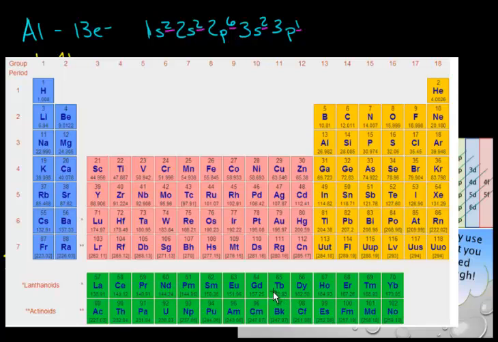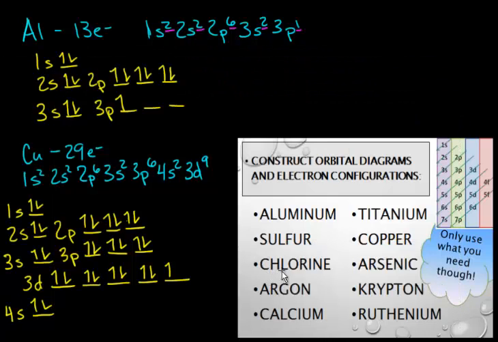Remember, those electron configurations are very similar to orbital diagrams. What you should do is do the electron configuration first and then the orbital diagram. Here is a set of questions for you. I would like you to now go in and complete each of these items.